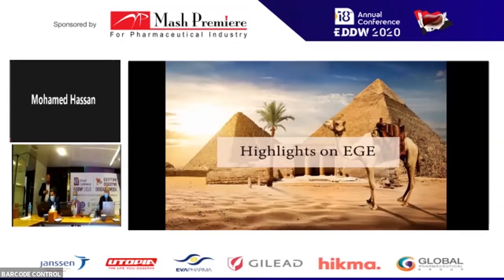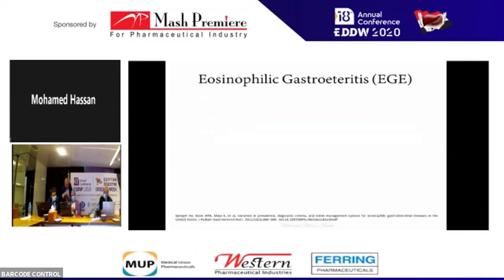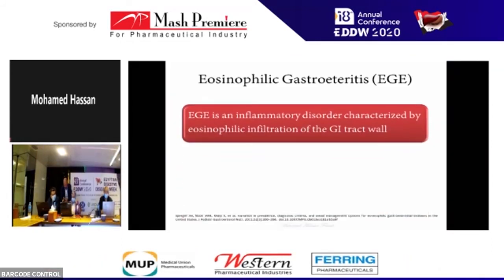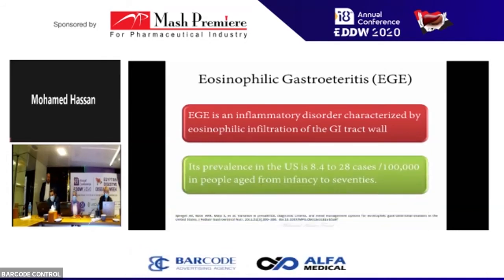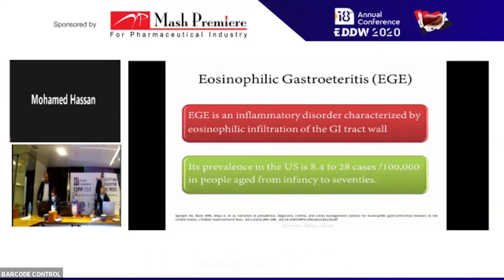First of all, we will give some highlights on eosinophilic gastroenteritis. Eosinophilic gastroenteritis is defined as an inflammatory disorder that is characterized by eosinophilic infiltration of the gastrointestinal tract. Its prevalence in the United States is 8.4 to 28 cases per 100,000 in people aged from infancy to the 70s.